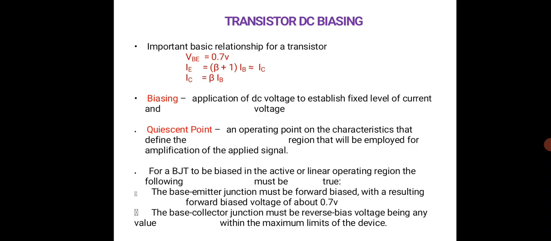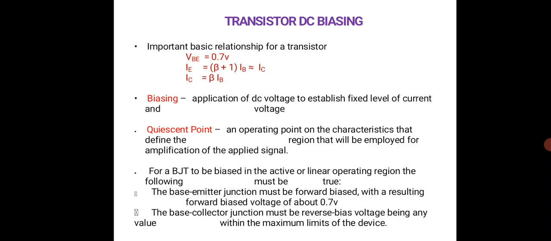So VBE, you can see obviously, is 0.7 volt. IE is given by the expression (beta plus 1) IB, which is approximately equal to IC. And here, as 1 is neglected, IC can be given as beta IB. So this is also what you should know.